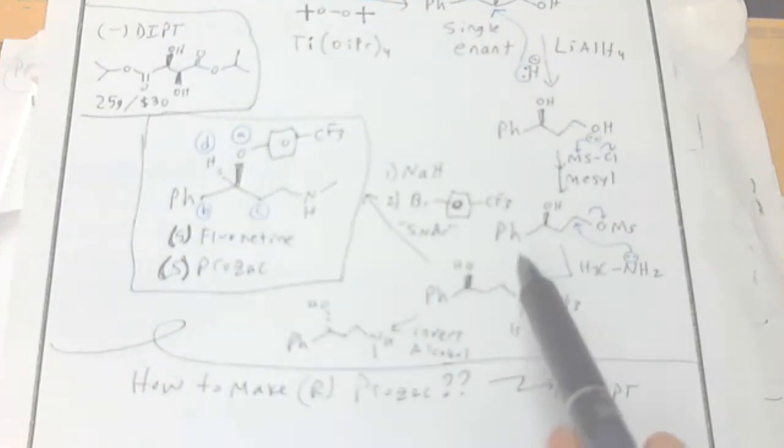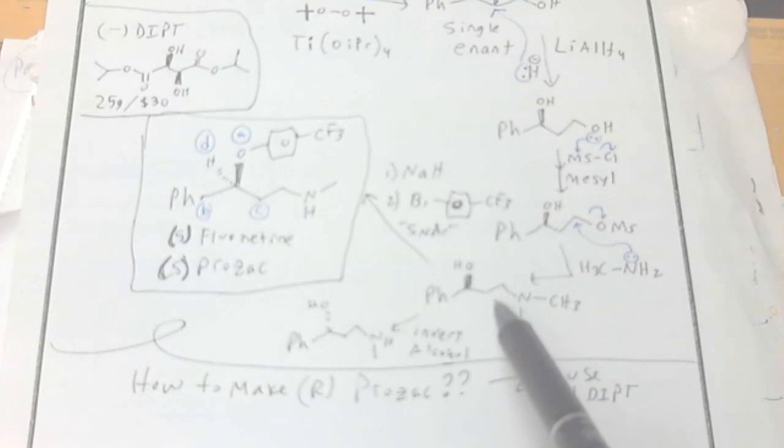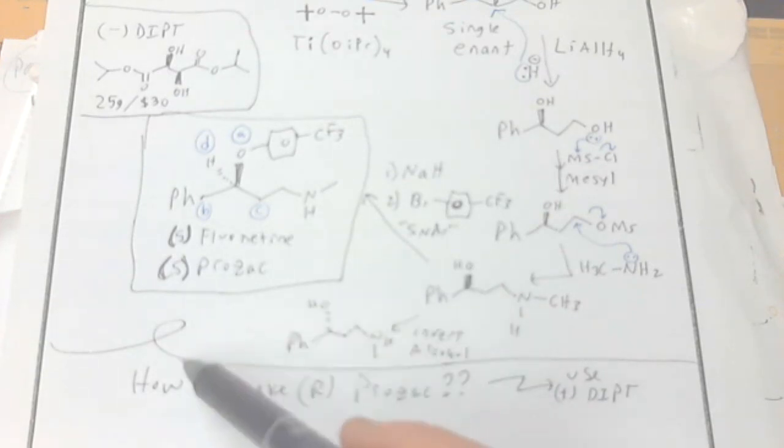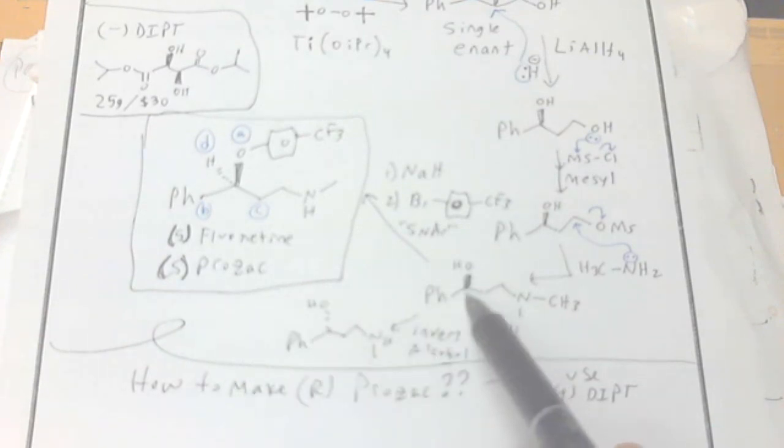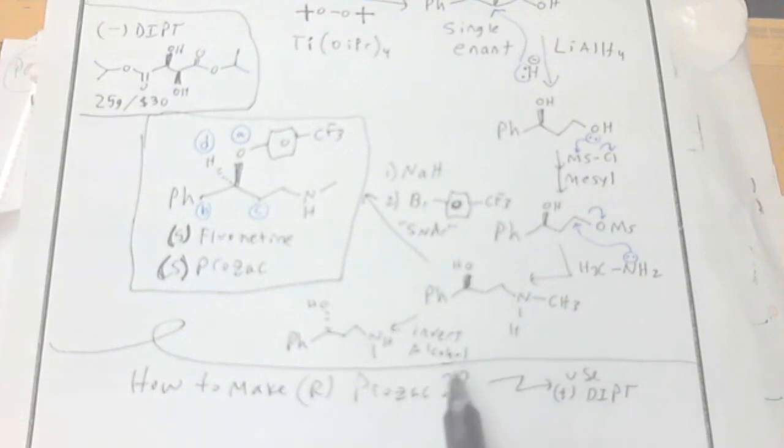The only issue is you've got to do the whole synthesis all over again. So if you did make this in ton quantities, it'd be kind of cool to just very quickly get to R Prozac also, 2 steps away. That is another option. So yes, it is possible to invert the stereochemistry of an alcohol. All right. Cool.